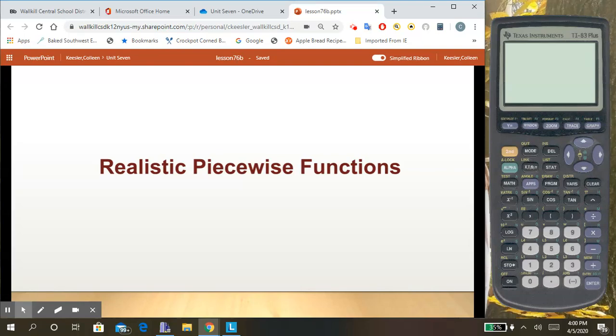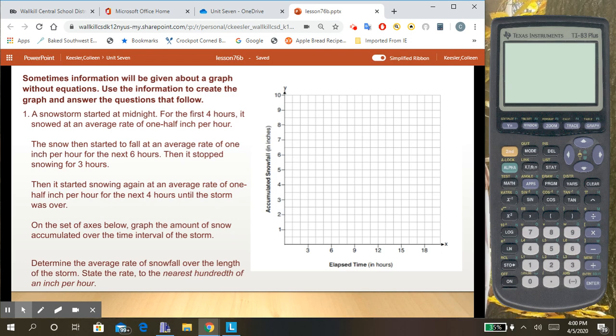Hi, algebra students. Today we're going to take a look at some realistic piecewise functions. Sometimes information will be given about a graph without equations. Use the information to create the graph and answer the questions that follow. So here is our scenario.